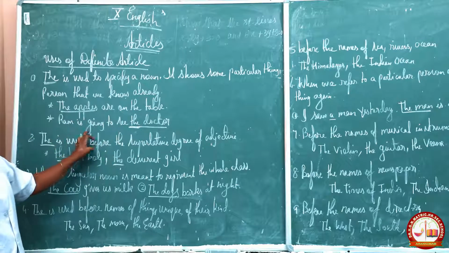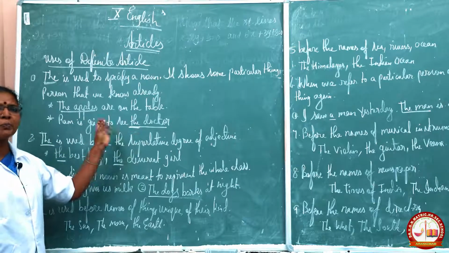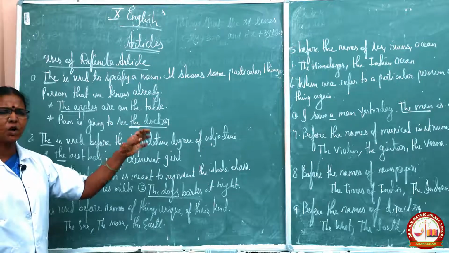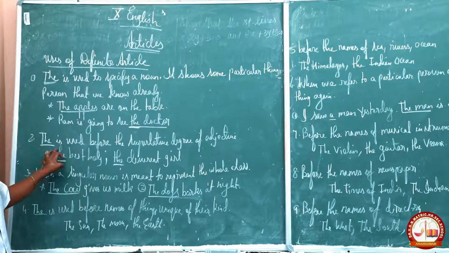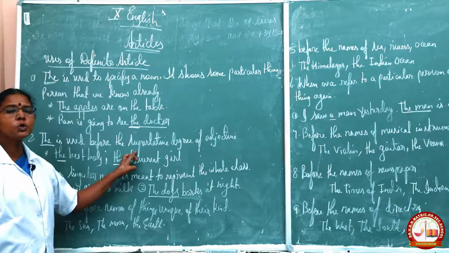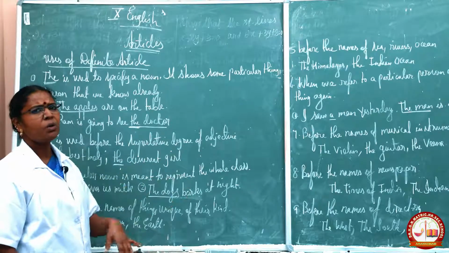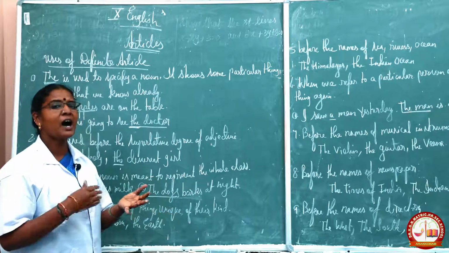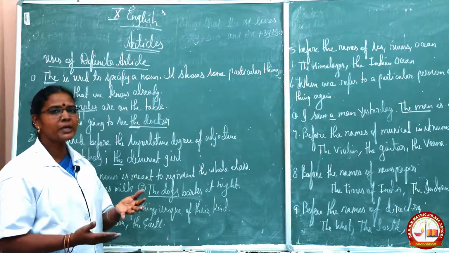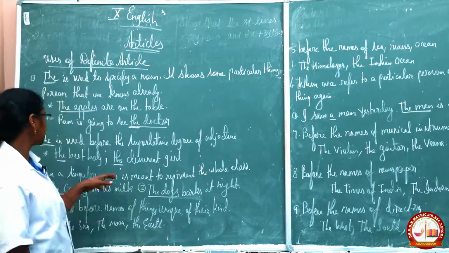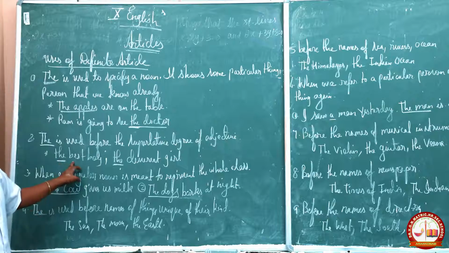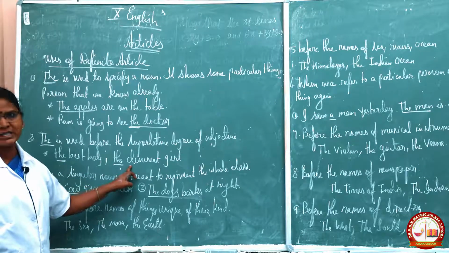Like, Ram is going to see the doctor. So particularly he is going to see the doctor, so you must use the doctor. Next point, the is used before the superlative degree of adjectives. What are the superlative degrees? The highest, the biggest, the lowest, the smallest. So before the superlative degree you must use the. For example, the best boy, the cleverest girl.